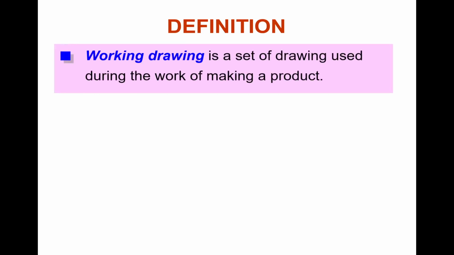So for introduction, working drawing is a set of drawings that is used during the work of making a product. Okay, so dia actually ada a complete set of standardized drawings. So these standardized drawings function dia is to specify the manufacture and assembly of a product based on apa yang kita dah design. Okay, so the complexity of this design determines the number and type of drawings.